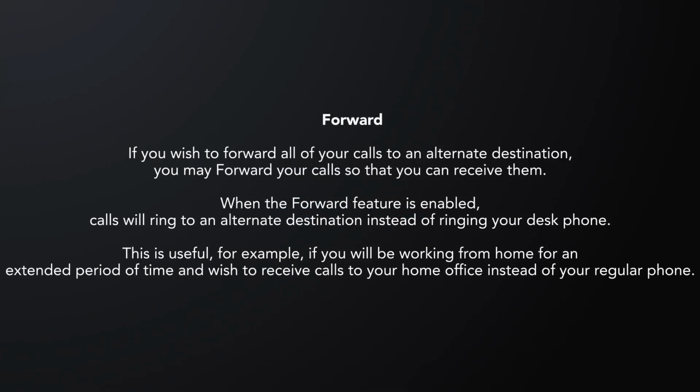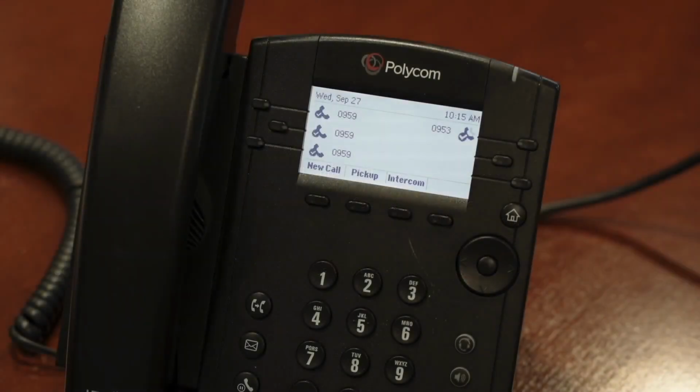When this feature is enabled, calls will ring to this alternate destination instead of ringing your desk phone. This is useful, for example, if you're working from home for an extended period of time or wish to receive calls to your cell phone. The phone's forward options will allow you to forward all calls immediately or only when your phone is busy or not answered. Forwarding calls immediately is the most common way to forward calls.